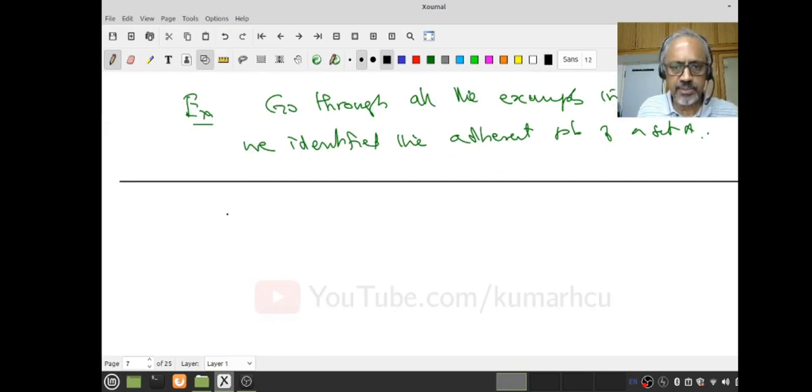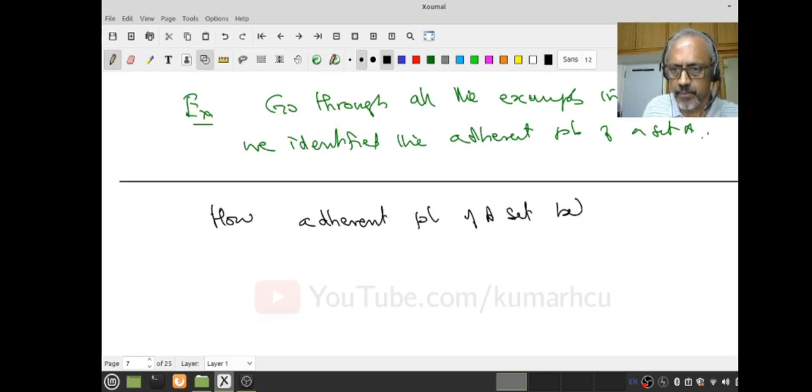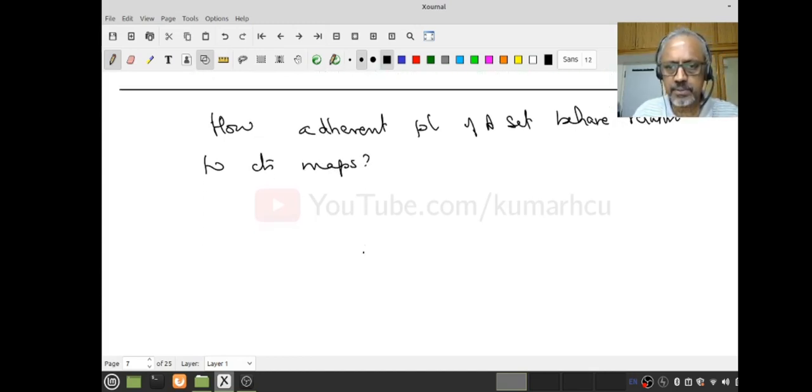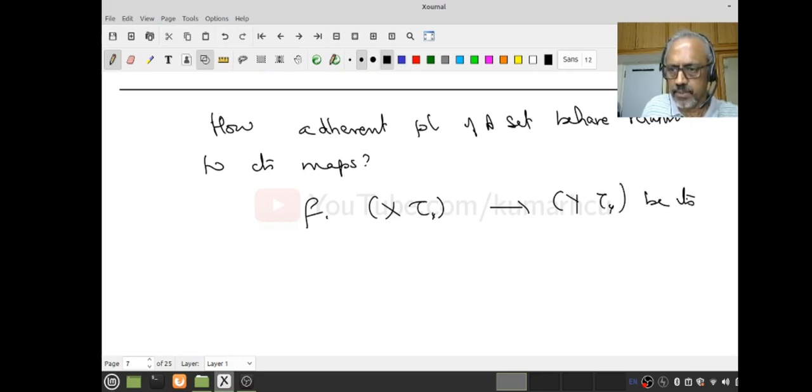Now we want to see how adherent points of a set behave with respect to continuous maps. What is the question? It's a little vague, right? Let f from (X, tau) to (Y, tau_Y) be continuous.